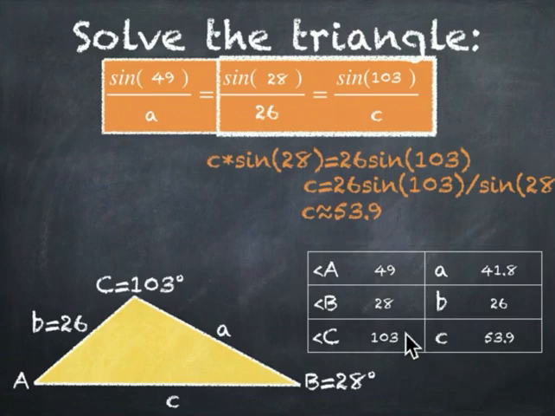Once again, when you have your table filled out like this, it's a good idea to check that your smallest side is across from your smallest angle, the middle side is across from the middle angle, and the largest side is across from my largest angle.